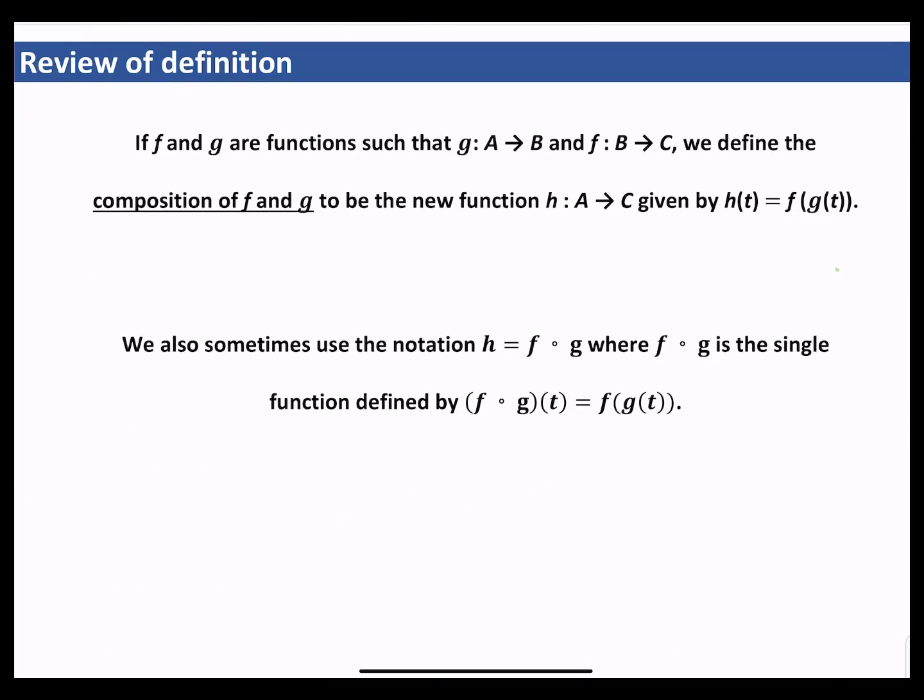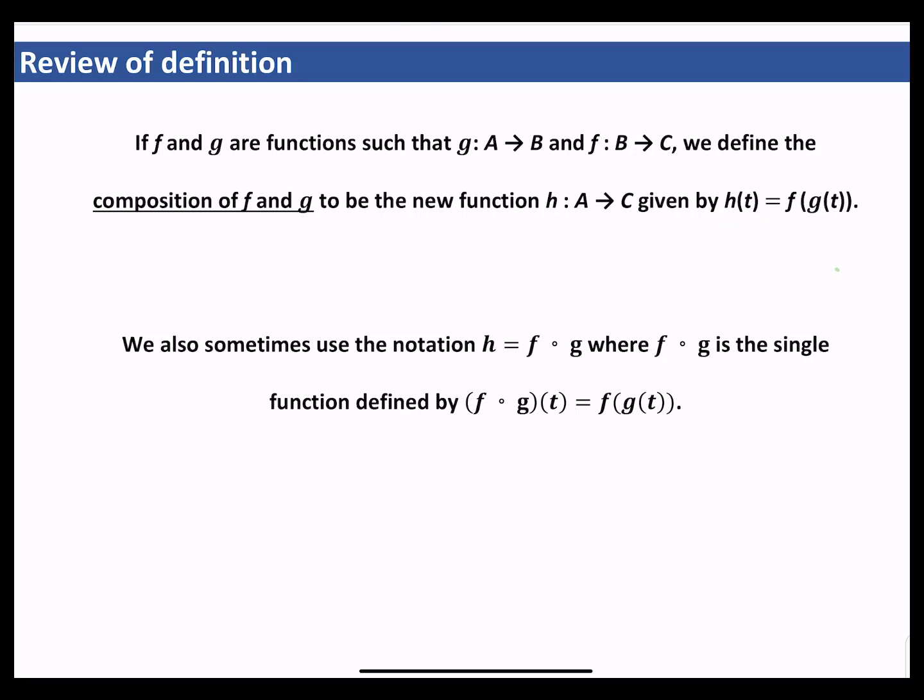Let f and g be functions such that function g takes inputs from set A and pairs them with outputs from set B. And let function f be a function that takes inputs from set B and pairs them with outputs from set C. Then we define the composition of f and g to be the new function h that takes inputs from set A and pairs them with outputs from set C. And we represent this by this new function h of t equals f of g of t.